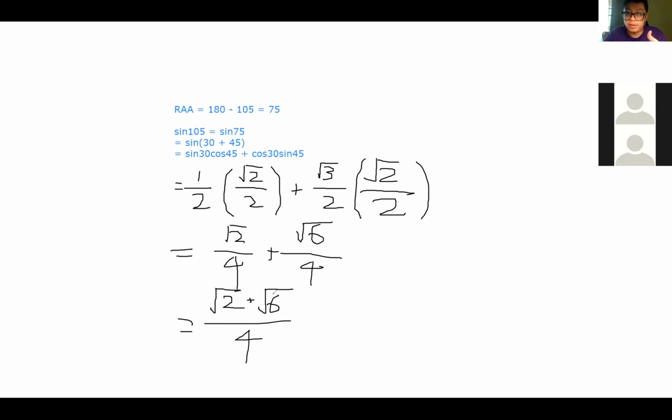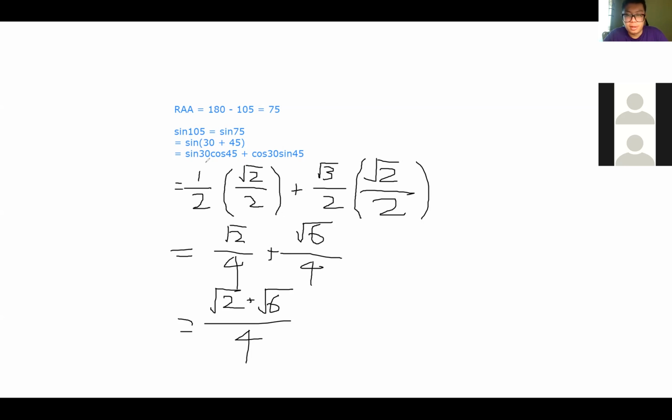So give me a thumbs up if you understand how to solve this problem, because it will show up a few times in the homework. So it's pretty important for you to know how to solve it. Just find an addition or subtraction of two angles that are related or equal to 30, 45, or 60, and then you're good.